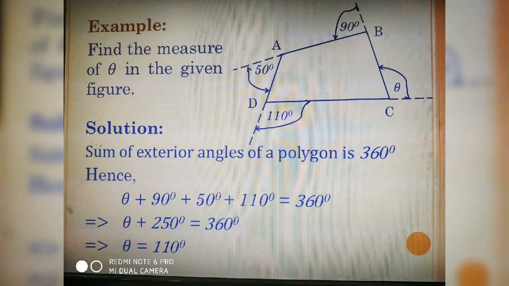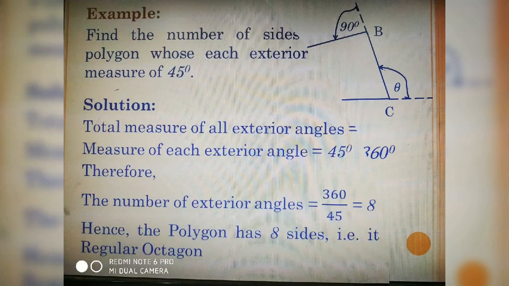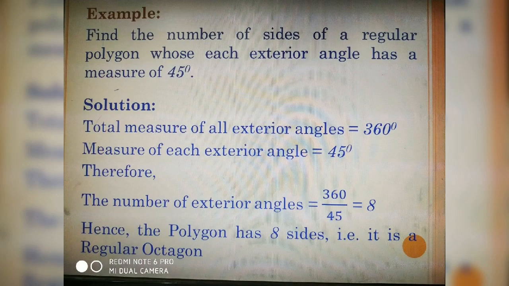Here is the first example. Observe the diagram and find the measure of theta in the given figure. It is a quadrilateral ABCD. Out of 4 exterior angles, 3 exterior angles are given. We know the sum of the exterior angles of any polygon is 360 degrees. Here also, the sum of the 4 exterior angles is 360 degrees. So theta plus 90 degrees plus 50 degrees plus 110 degrees is equal to 360 degrees. This implies theta plus 250 degrees is equal to 360 degrees. So theta is equal to 110 degrees.